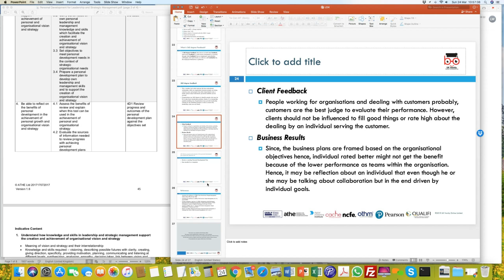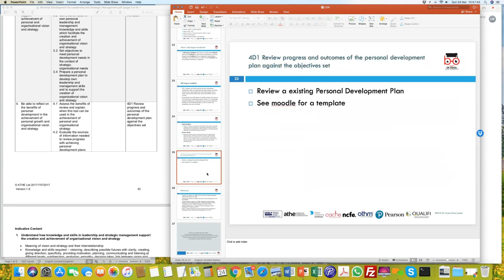When we look at it, it can be clearly evaluated whether you contributed to the result or not. Now, the last assessment criterion talks about reviewing your PDP, or your personal development plan.